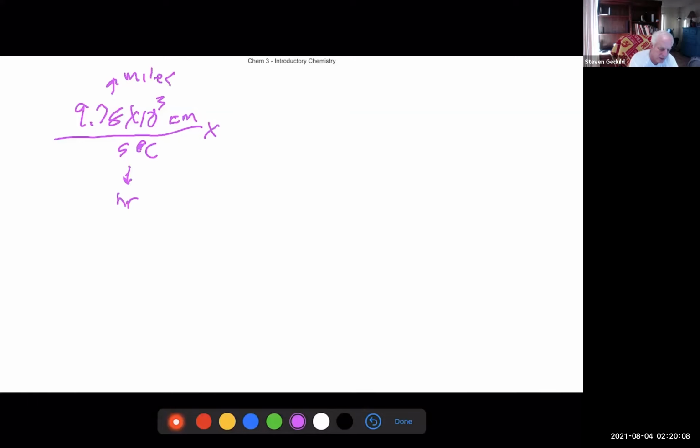Centimeters are on the top, so centimeters go on the bottom. There's 2.54 centimeters in an inch. That gets into the English system, because miles are in English. I know feet to miles, so let's convert this into inches and carry it to feet. One foot is 12 inches.